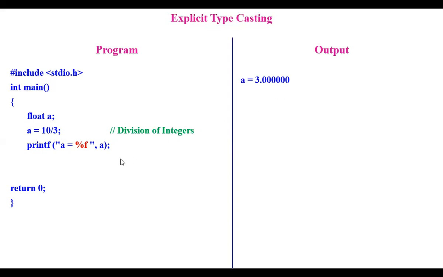Why? Because this division has taken place between two integer values. 10 by 3 is integer division. So the 0.3333 is truncated and only the integer 3 is taken. Because we have declared to show it as a float, the decimal places have come. That's it. Okay, next.